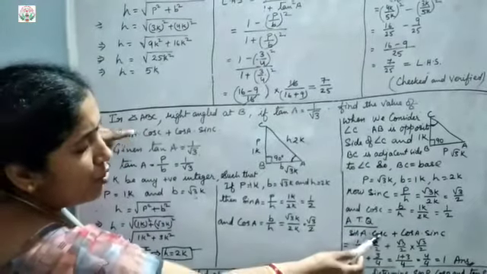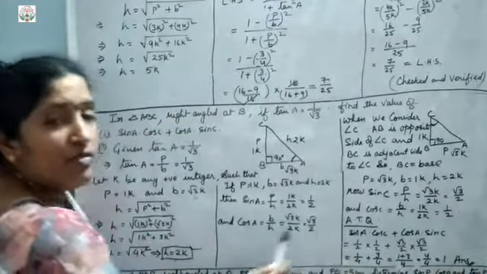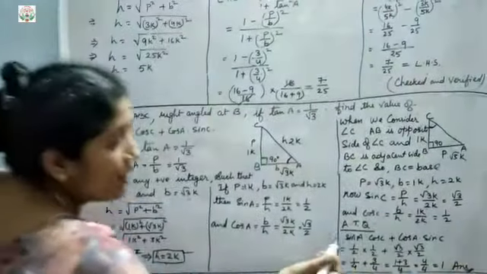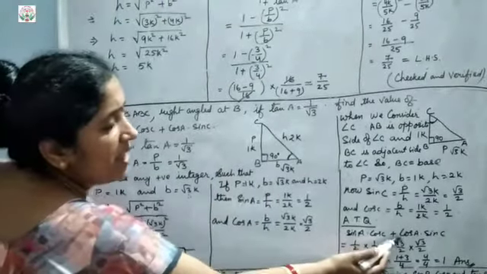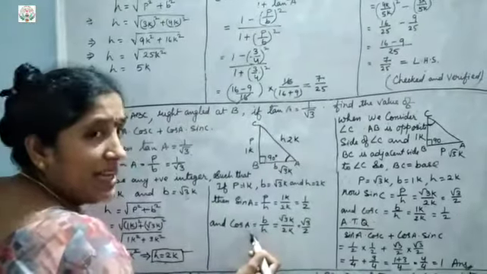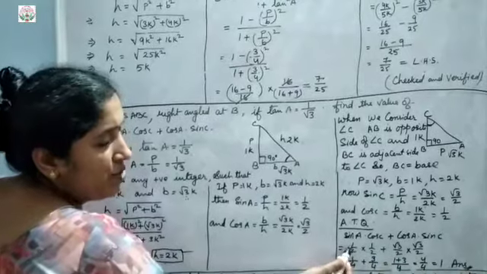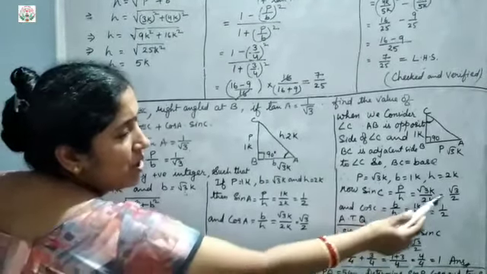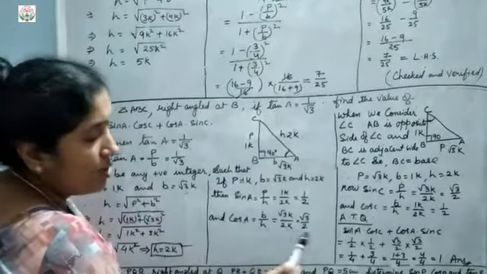Now according to the question, what is given? Sin A into cos C plus cos A into sin C. This is what we are supposed to find. Now we have the values for sin A and cos A, and here sin C and cos C. Put the values. First one, 1 upon 2 into 1 upon 2, plus root 3 upon 2 into root 3 upon 2.